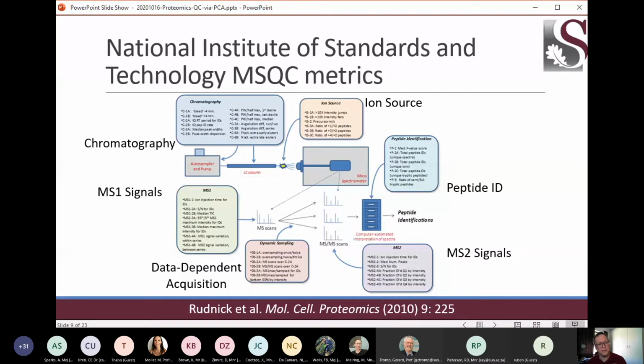So what we would like then is to be able to compute some metrics that capture information about how each of these different aspects is taking place. And one of the very first papers on quality metrics in this area was by my friend Paul Rudnick. So in 2010, he published the set of metrics that we were using as part of this CPTAC study to characterize individual instrument report files, the raw data produced by mass spectrometry.